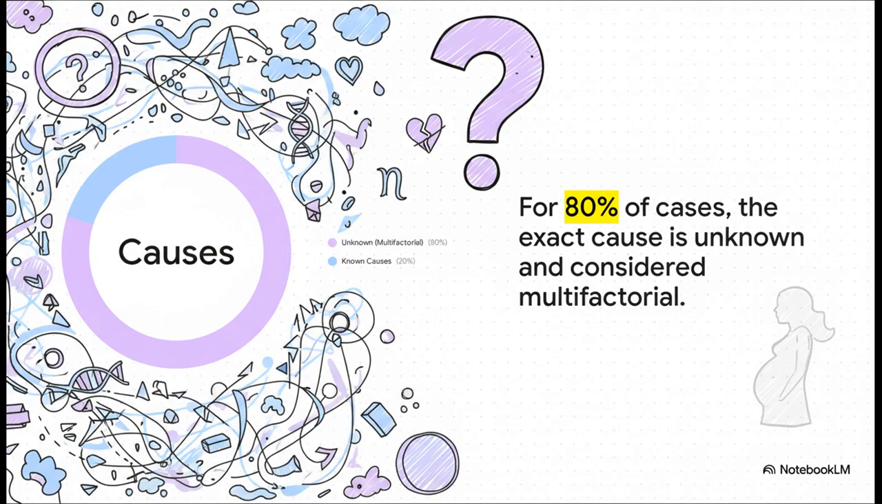Now, this is what I find absolutely fascinating. For the vast majority of cases, a whopping 80%, we just don't know the precise cause. It's what doctors call multifactorial, a sort of complex mix of genetics and maybe some environmental factors. It's only in about 20% of cases that we can point to a specific known reason, like a particular genetic condition or an illness the mother had during pregnancy.